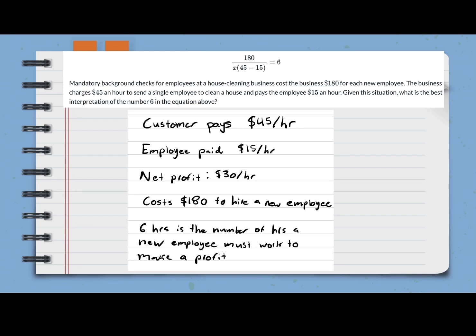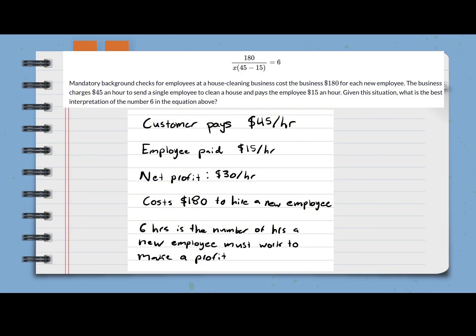Okay, so there's a lot of information here that we have to look for, and we might notice that the customer pays $45 an hour. The employee is paid $15 an hour. So there's a net profit of $30 an hour. And we have to remember it costs $180 to hire a new employee.